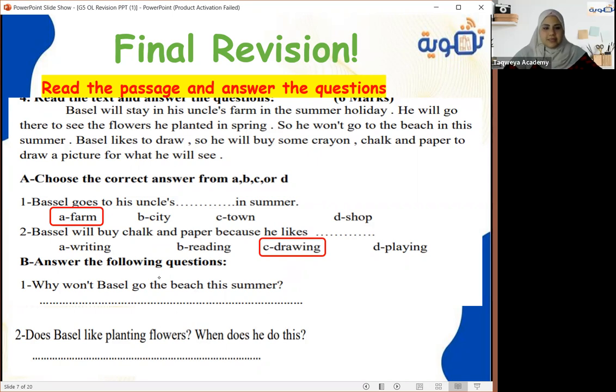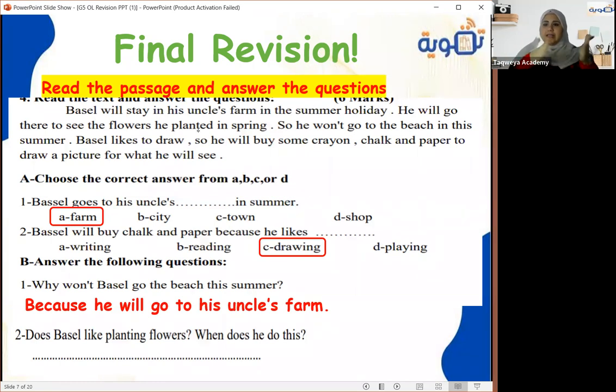Question 1 in exercise B. Why won't Basil go to the beach this summer? All right, if you remember, we said Basil will stay in his uncle's farm in the summer holiday. Yes, so that's why he will not go to the beach this summer. You can understand this meaning from the passage. In the summer holiday, he will stay in his uncle's farm.